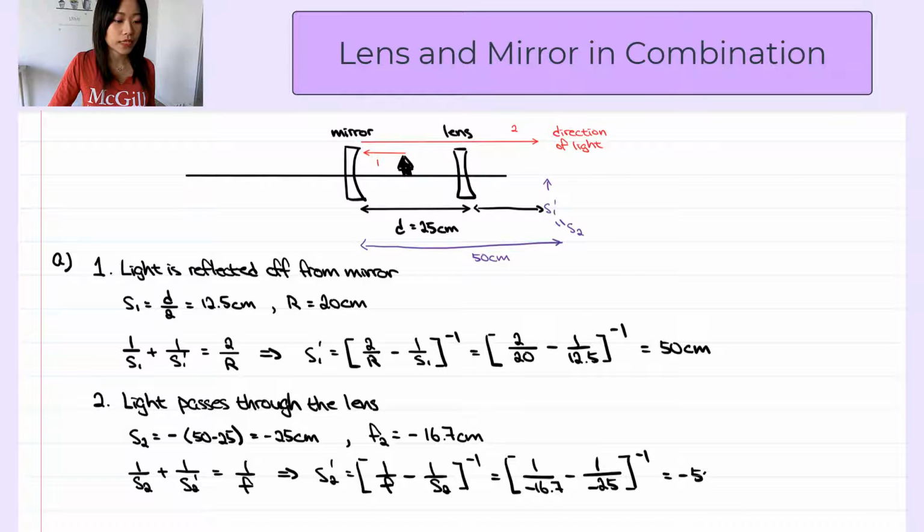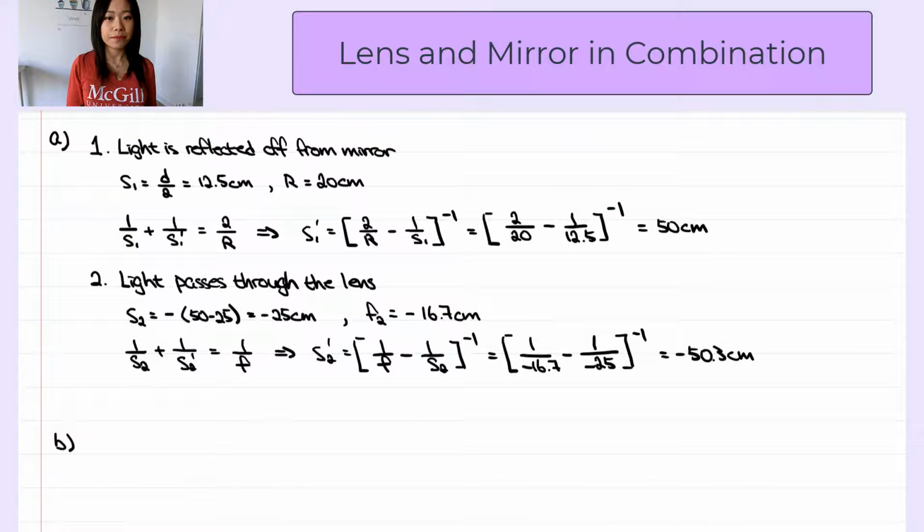negative 50.3 centimeters. S2 prime is negative, which means the image formed from the lens will be on the opposite side as the outgoing light. So it will be on the left of the lens. And it is 50.3 centimeters away. So S2 prime will be around here. And this distance is 50.3 centimeters.